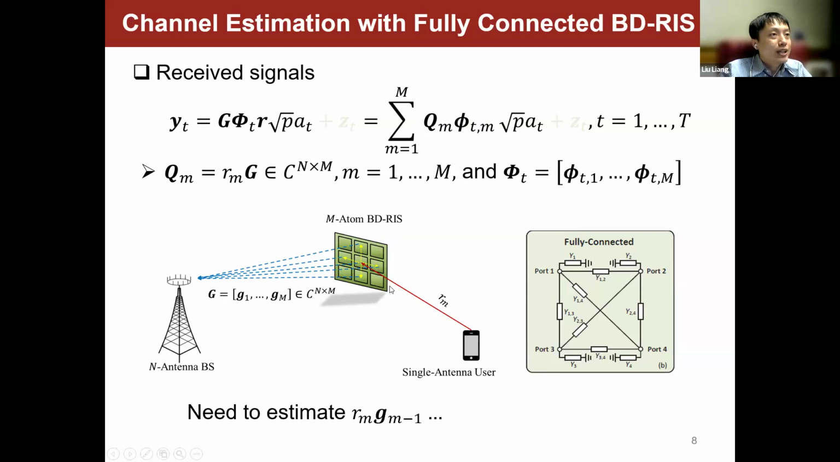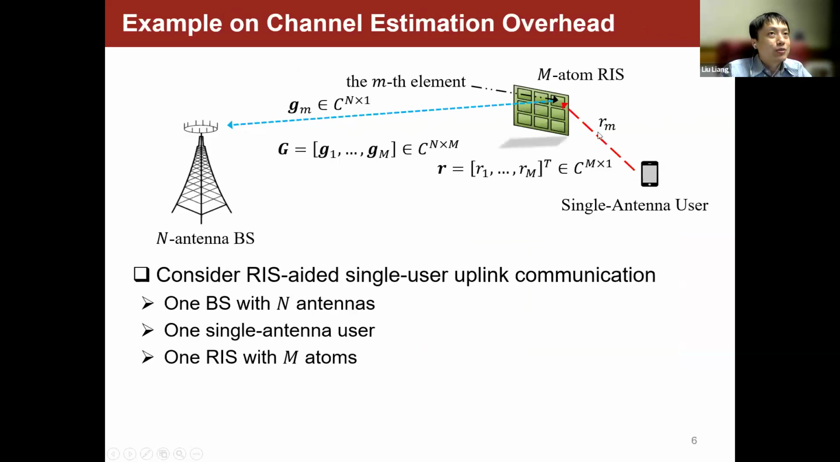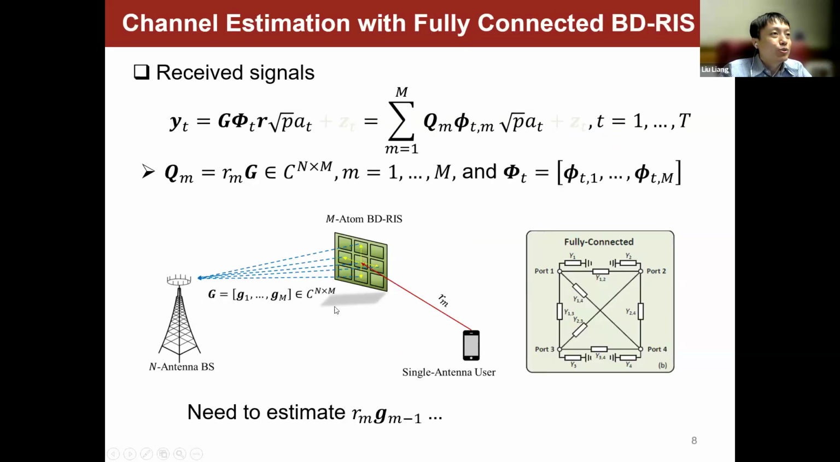So now the difference we can see is that we also need to, for example, estimate Rm times Gm minus 1, because this signal will be propagated to element m minus 1 and reflected to the base station. We also need to estimate this kind of channels in BD-RIS aided communication. Previously, for conventional diagonal RIS, we just need to estimate PM times GM, right? Now we need to estimate many, many more channel coefficients here.